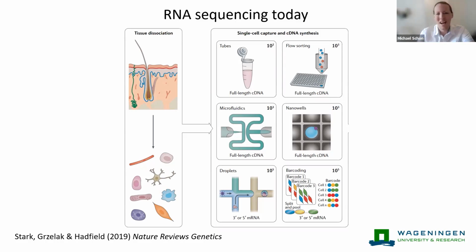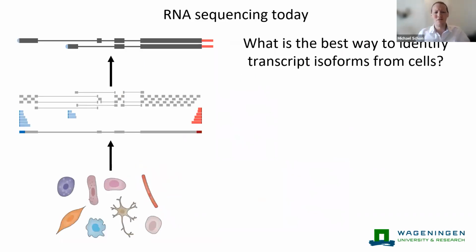And so that leaves us in a very interesting position, because we have many different methods to capture RNA molecules, but it isn't totally resolved what actually is the best way to identify transcript isoforms from cells of interest. And so I hopefully can give you what I believe is a good answer to that question through the software that I've been developing.